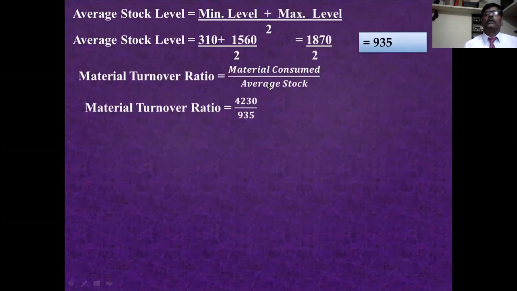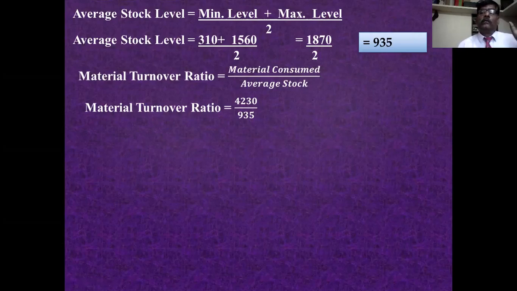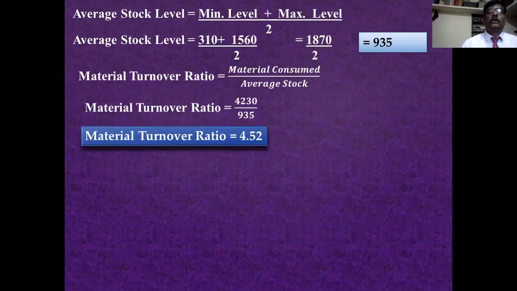Material turnover ratio is equal to material consumed divided by average stock. Material consumed is 4230 kg in a year, divided by average stock. Average stock is 935 kg. 935 kg I already solved: minimum stock plus maximum stock divided by 2. That answer you take here. So material turnover ratio is equal to 4.52. Material turnover ratio answer is 4.52. It means in a year you have to fill 4.52 times.